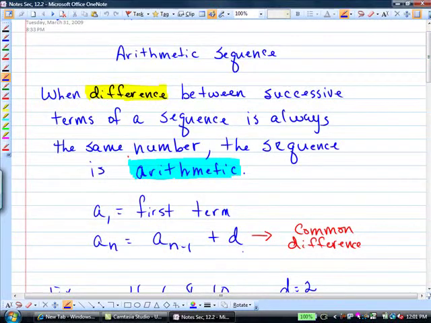A sub n equals a sub n minus 1 plus d. So any term is equal to the prior term plus some common difference. So you'll have a first term and you'll have d, which is the common difference. We will get to geometric sequences and you'll have a common ratio, but this is a common difference.